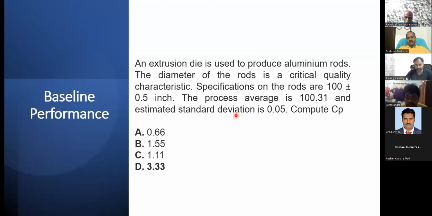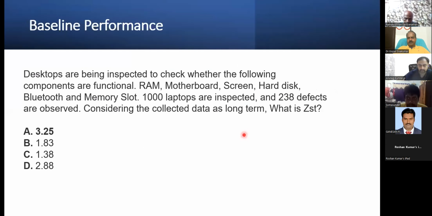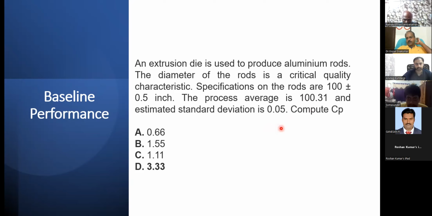The extrusion die is used to produce aluminum rods. The diameter of the rod is a critical quality characteristic. The specification of the rod is 100 plus or minus 0.5. If it is 100 plus or minus 0.5, do you know how to calculate USL, LSL? Very good. The process average is 100.31. What is process average? X bar. Estimated standard deviation 0.05. Now you have to compute Cp.